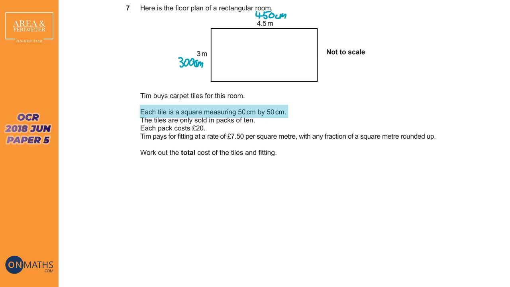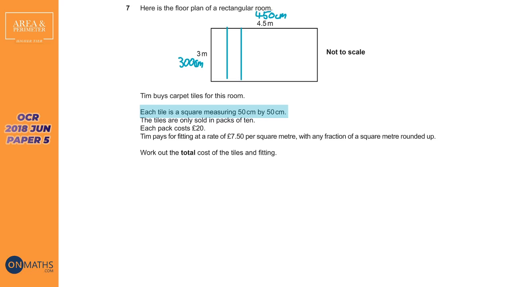Okay, now for this, we've got to imagine one dimension at a time. So I'm going to focus on that 450 at the top. If I'm laying down square tiles that are 50 across, how many will be needed to make our way across the room? So if I imagine, I'll just draw this in, so that's 50.